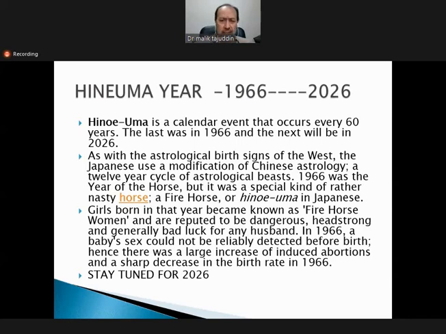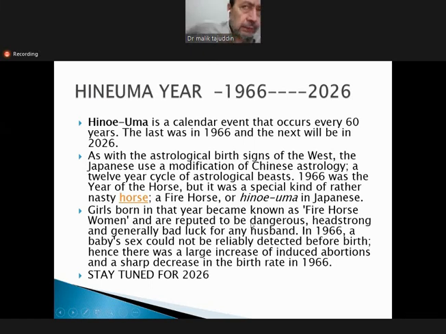This is Chinese thinking according to astrology, that these years follow a 12-year cycle of the astrological beast. And 1966 was the year of the horse, but it was a special kind of horse, rather than a nasty horse, a fire horse, or a hinoeuma in Japanese. And the girls born in that year became known as the fire horse women, and are reputed to be dangerous. They are being called dangerous.